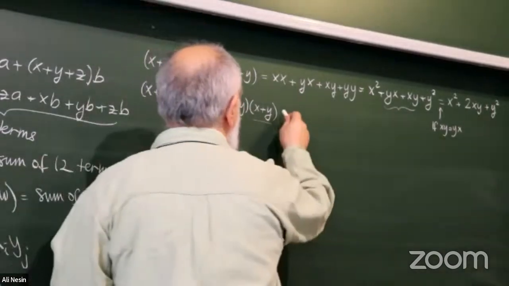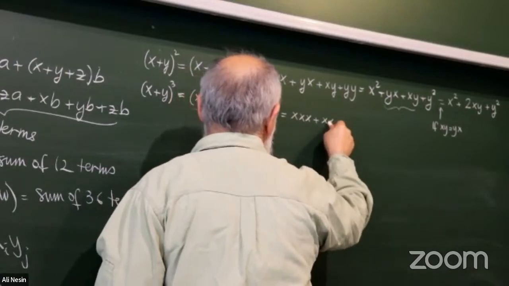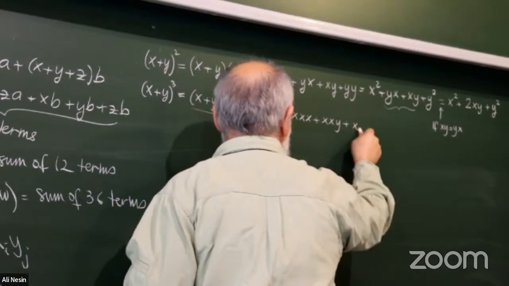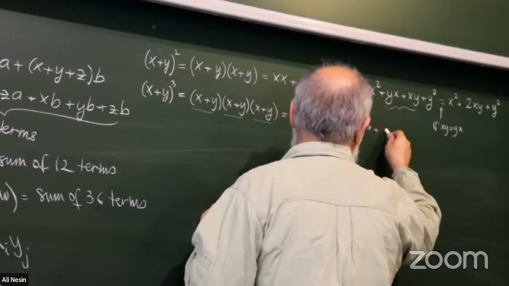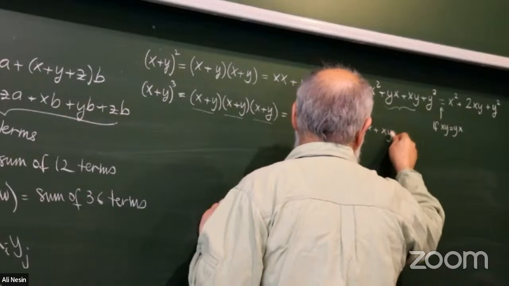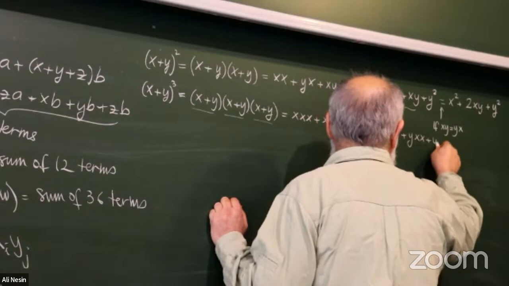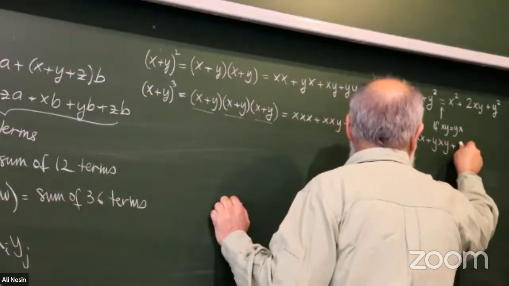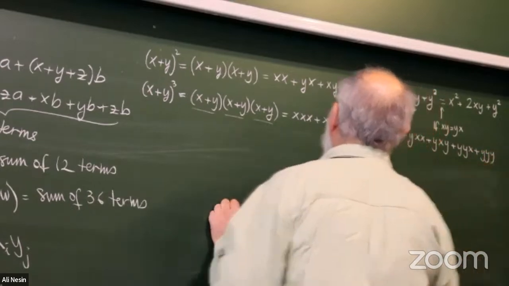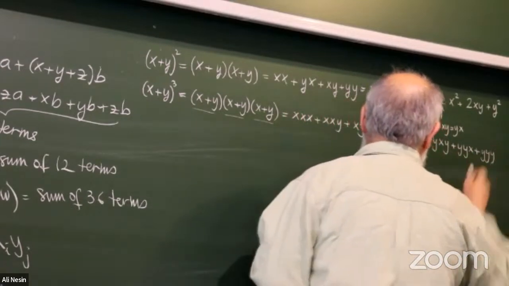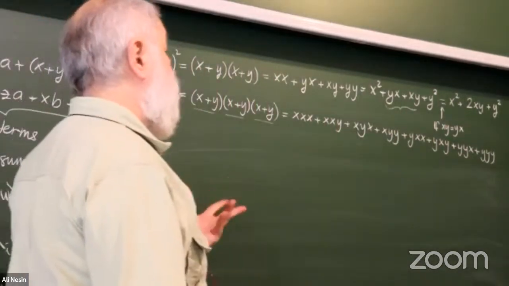You'll get xxx, choosing x only, plus xxy, plus xyx, plus xyy, plus yxx, plus yxy, plus yyx, plus yyy. I get 8 of them. I have 8 different terms.